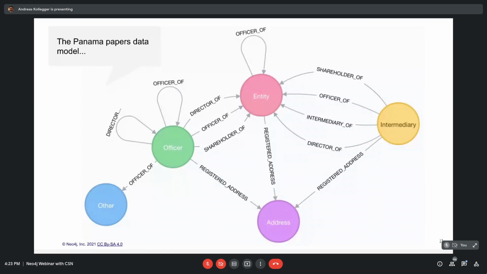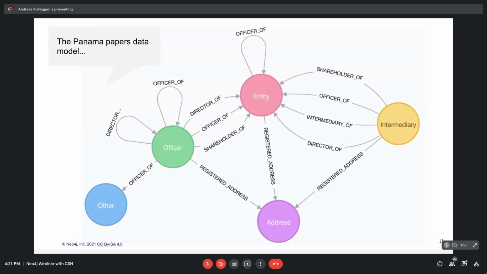And the model itself looks like this. Within the Panama Papers, which is based on this treasure trove of data that was gotten out of a law office in Panama, you had business entities, and then you had individuals who had roles in those entities. And of course, those individuals and those entities existed at addresses. And often there's this sort of category of other stuff that was also included there. That's the blue circle over on the left.